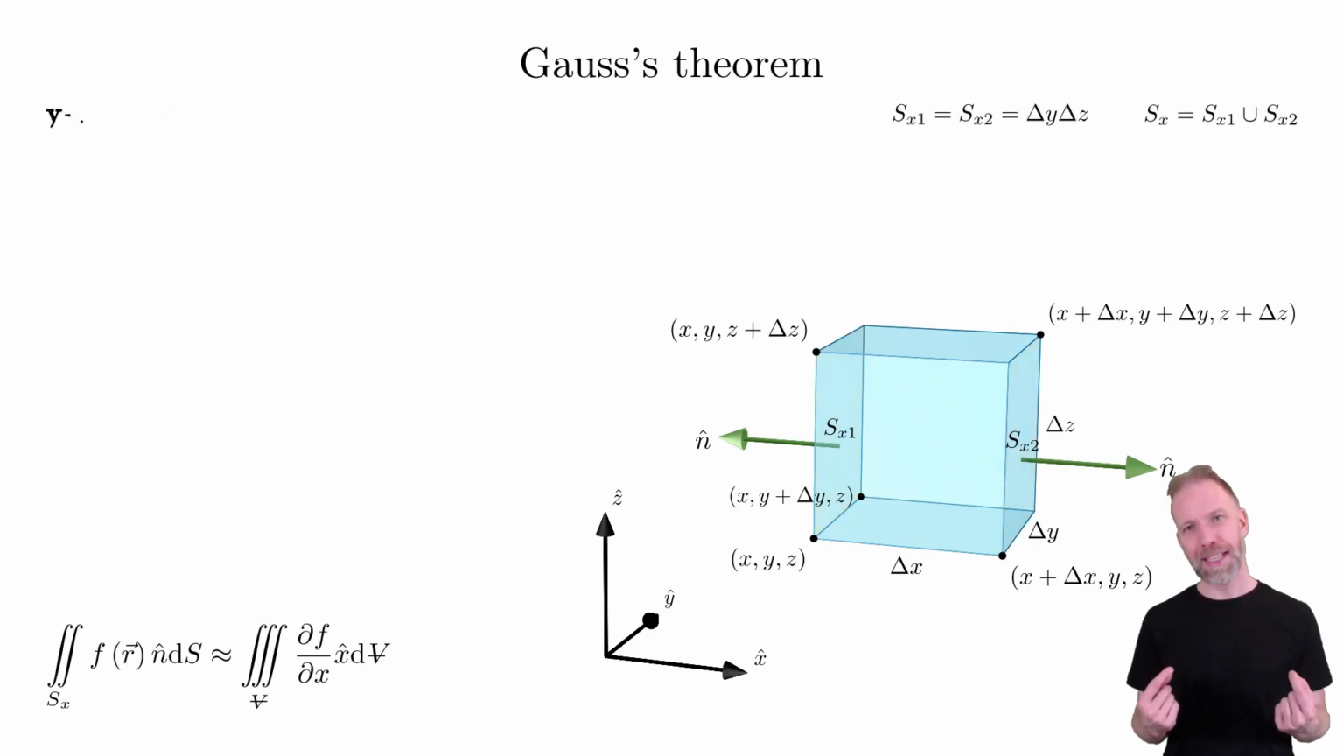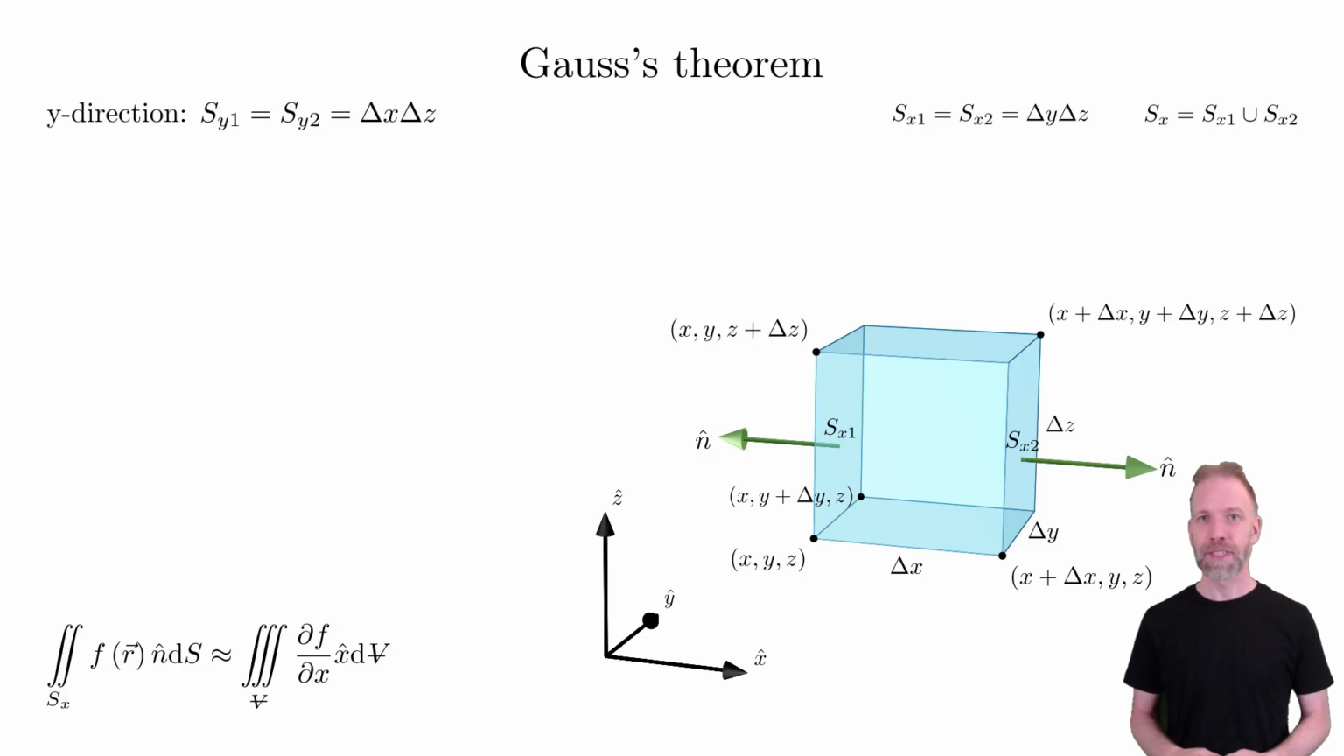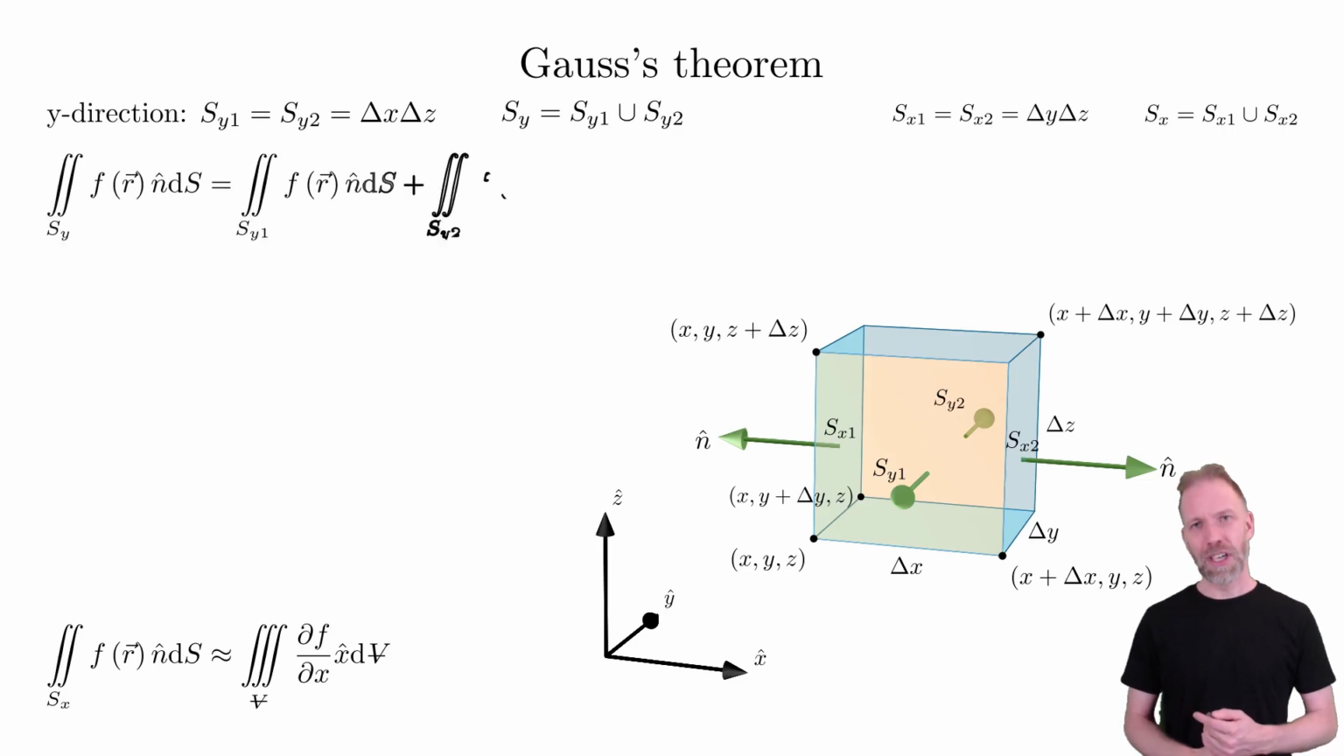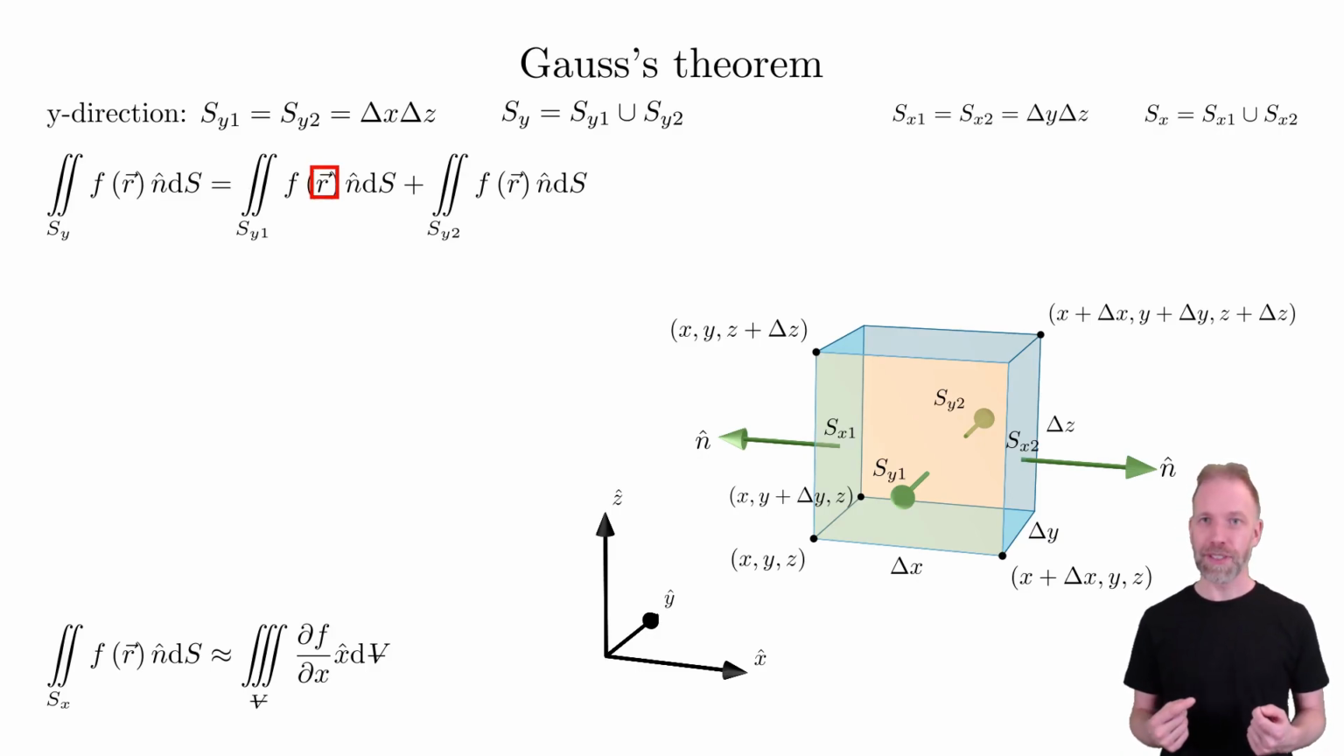We can repeat the steps in the y direction. Start by defining the surface elements and the normal vectors. This time the surface element is delta x delta z. We take the integral over both surfaces in the y direction. Again, the position vector should be any point on the surface. Pick the corner as last time.